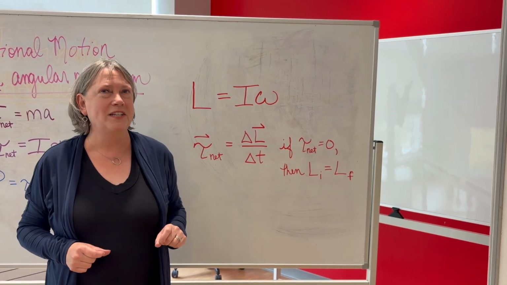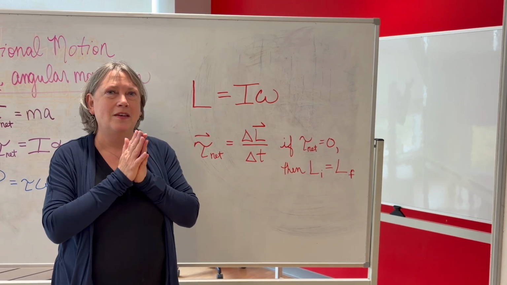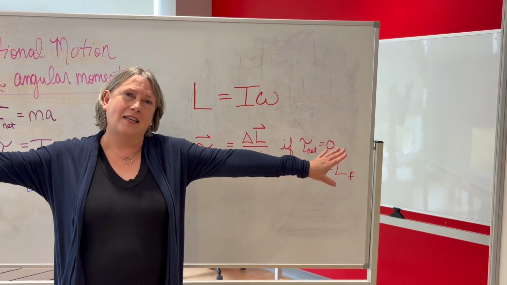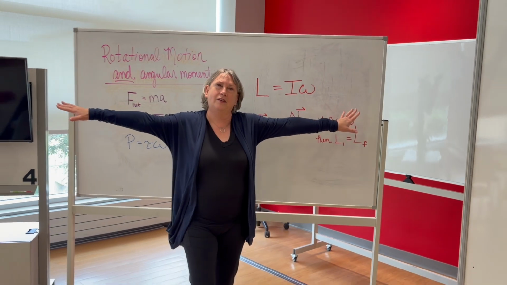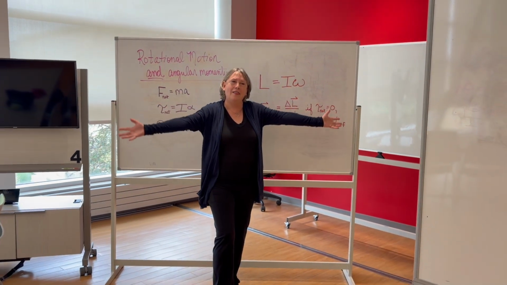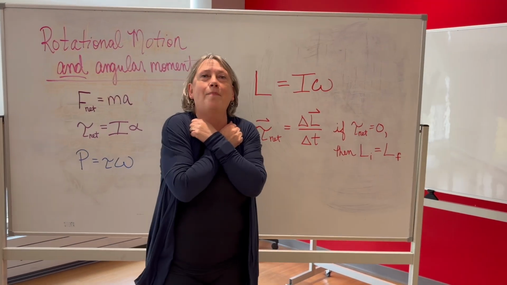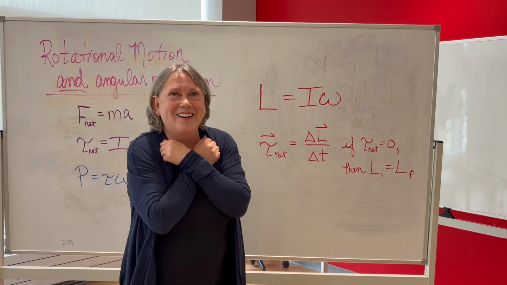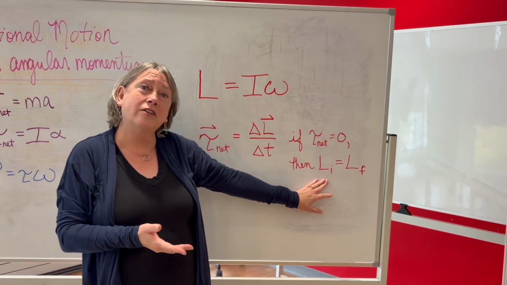Now you've probably seen this at play many times before. A common example that we often use is an ice skater that maybe has a leg out and their arms out and they're spinning slowly, and then they pull their arms and legs in, and what happens? They go faster, right? And that's because their angular momentum has to be conserved.